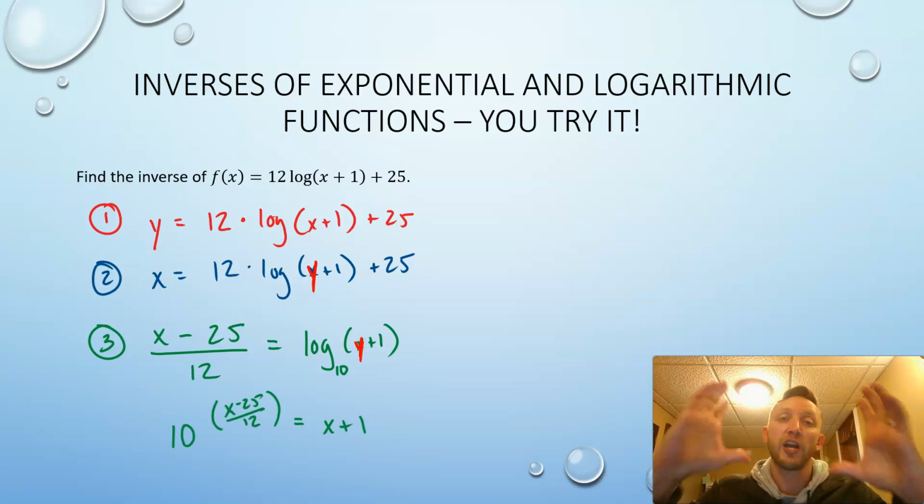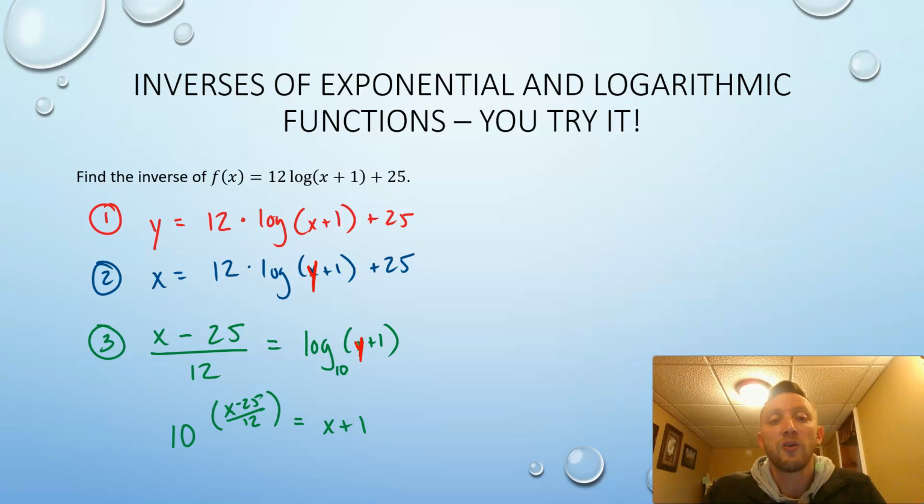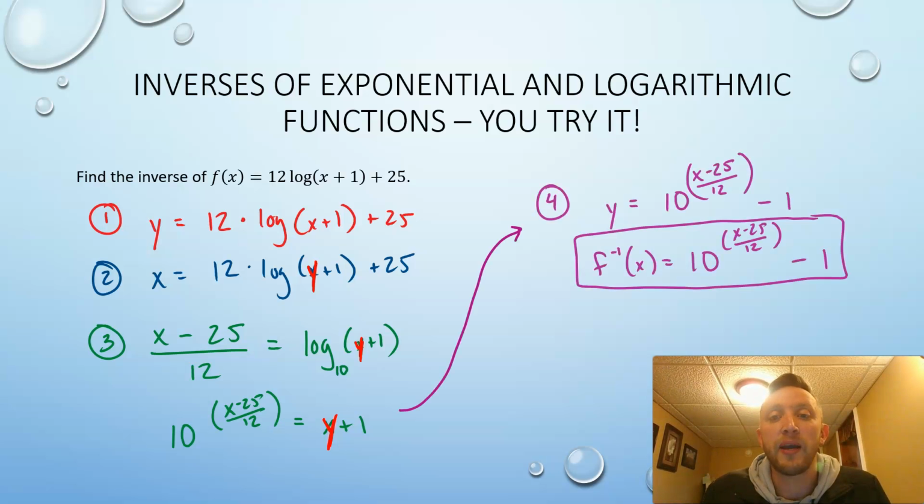So we'd have 10, that giant chunk as an exponent, equals the value, which, man, Mr. Murphy, why do you keep messing up? I didn't even catch that. So equals y plus 1. So now we're going to do this last step, which would be to get the y by itself. Finally, I get it right. And so we would have y equals 10 to that big chunk, x minus 25 divided by 12 as your exponent, minus 1. And then we just put it back into function notation. So we would say it's the inverse of f. So we'd say it's f inverse of x equals 10 to that chunk, all minus 1.